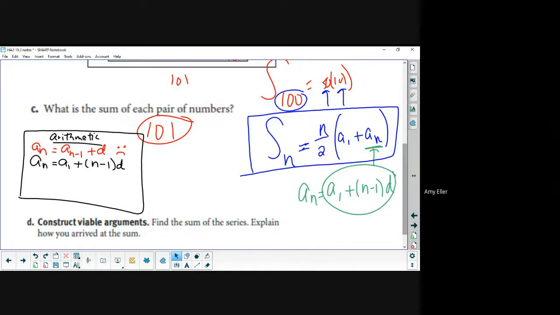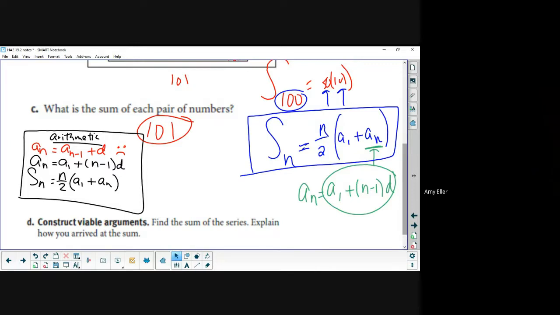Let's also add our new formula for today, which is S sub n, the sum of the first however many terms. That's n over 2, parentheses, first term, A sub 1, plus last term, A sub n.